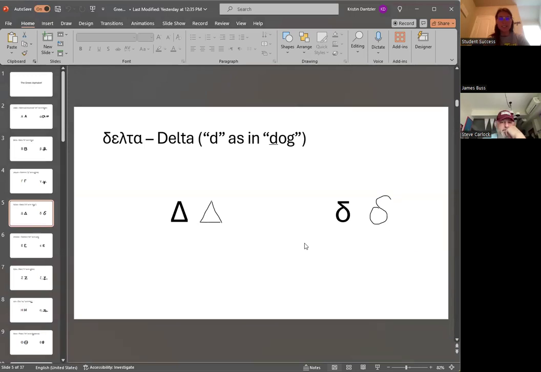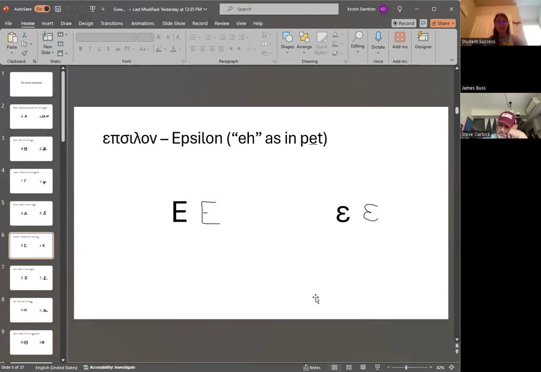Delta is their D. Capital letter is a triangle, really. And then their lowercase, you start on this point right here. You swing around, come back up, and finish that top tail up there. Epsilon is short E, as in pet. Capital letter looks just like our E. Lowercase is a backwards 3.